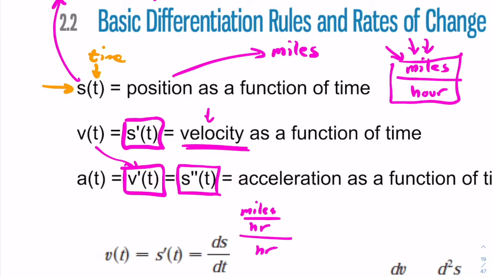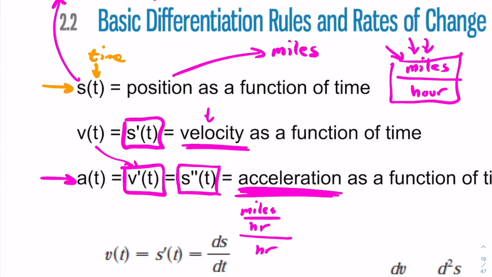Think about it in real life, right? When you're in your car, how do you change your speed? Okay, it's okay if you've never driven a car before, but the way you change your speed is that accelerator. You either accelerate or decelerate, right? Which is the reason why when you take the derivative of velocity, you get acceleration.